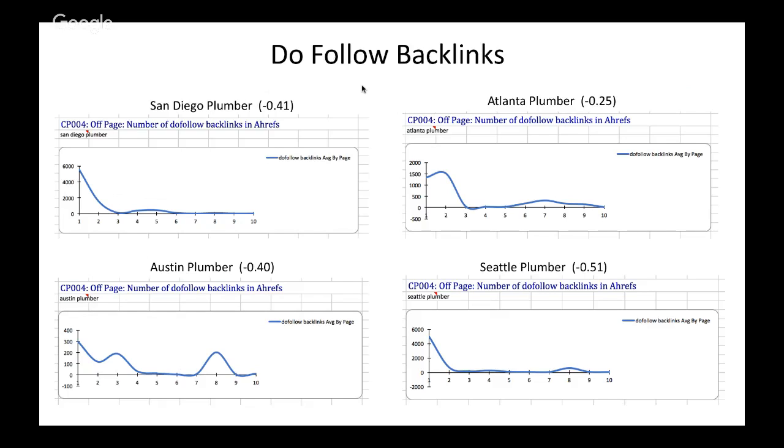What's interesting here, so we're looking at dofollow backlinks, and yes, we all know that backlinks matter, but we're looking for the keyword Atlanta plumber, Seattle plumber, Austin plumber, and San Diego plumber. They all correlated strongly. They were all statistically significant, but the degree of tuning for the number of backlinks you needed is so very different. You needed almost 6,000 backlinks in San Diego. You needed 1,500 in Atlanta. You needed 5,000 in Seattle.